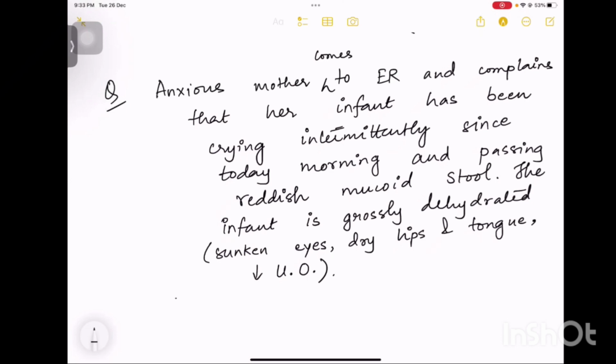How will you know that the person is dehydrated? You will see sunken eyes, dry lips and tongue, and there is decreased urine output. And there is also a history of rotavirus vaccination 1 week before the given episode. Now, how will you approach this case?